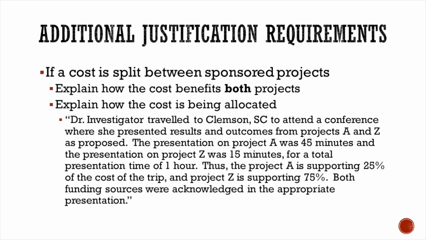The last thing to point out here is more of a good idea than a requirement. Both funding sources were acknowledged in the appropriate presentation. Why'd we put that in there? There have been a number of audit findings where universities have had to pay back sponsors for travel and publication costs because grant funding was not acknowledged properly, or there was no documentation that it was acknowledged, and thus auditors could not prove that it was actually related. But if we document everything explicitly every single time justification is needed, we can usually head off that particular issue.